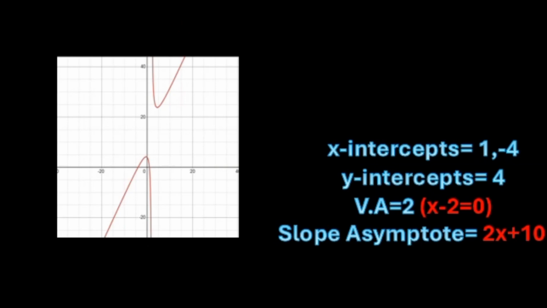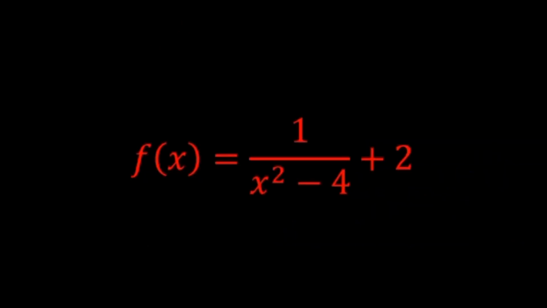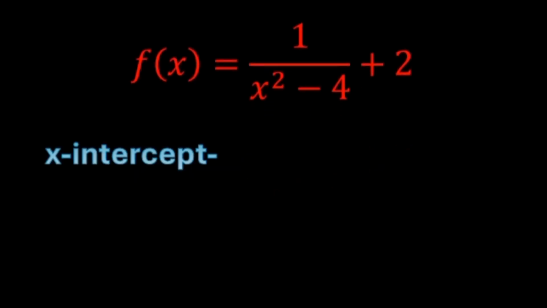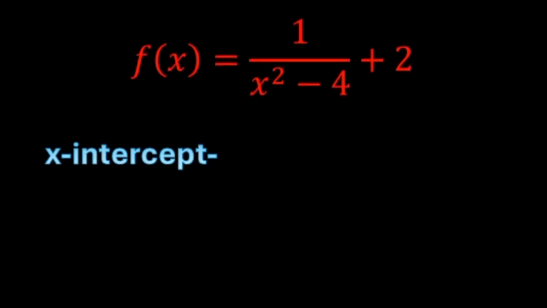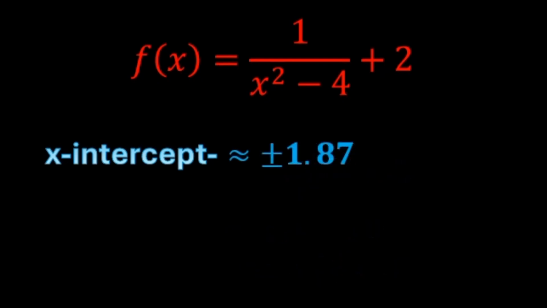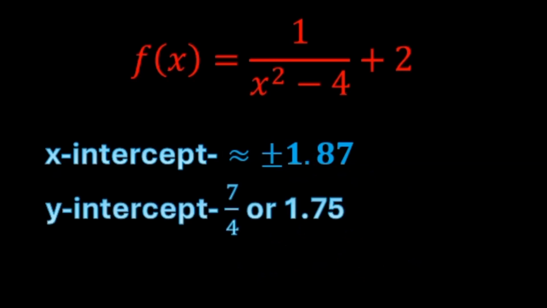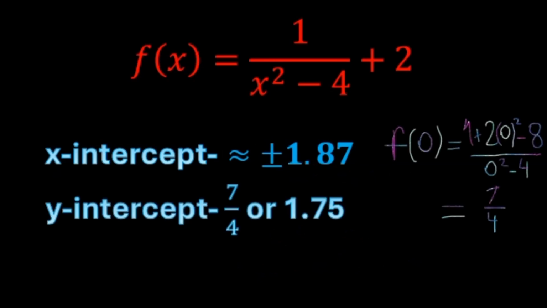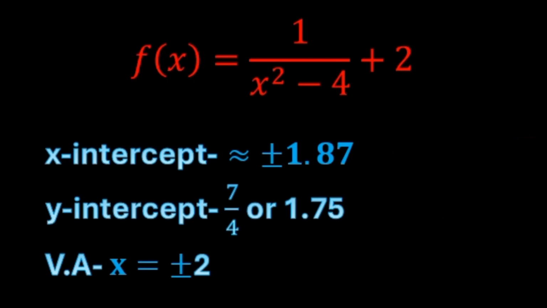And yeah, so now let's graph f of x is equal to 1 over x squared minus 4 plus 2. X-intercepts. Now the working is this, and the y-intercept is this, the working for that is this. Now the vertical asymptote is x is equal to plus minus 2. We already know how we found that out. x squared minus 4 is equal to 0, x squared is equal to 4, x is equal to plus minus 2. Now the horizontal asymptote is simply 2.